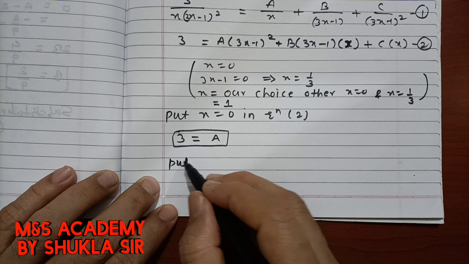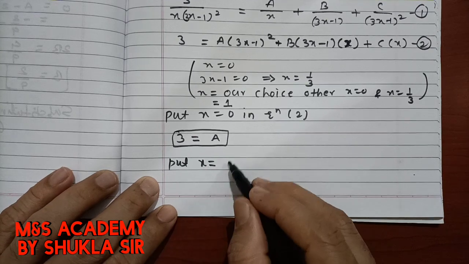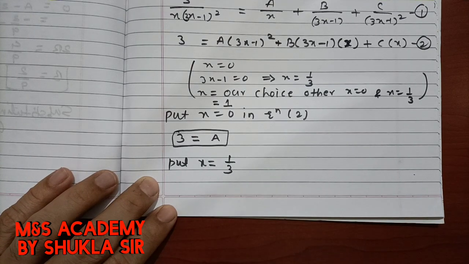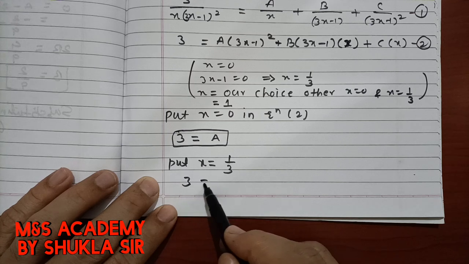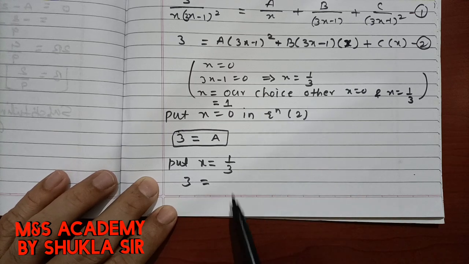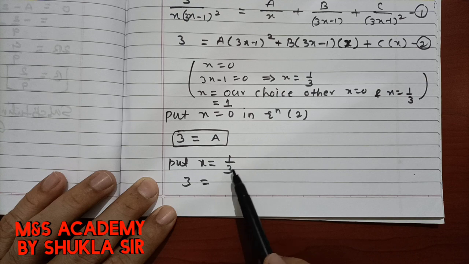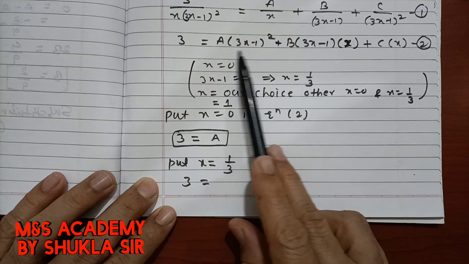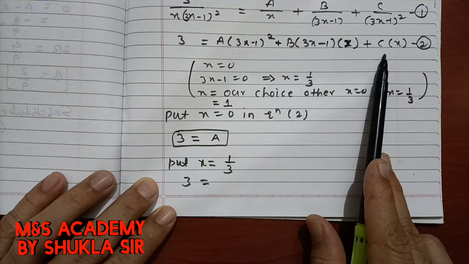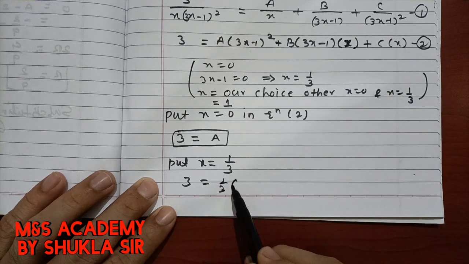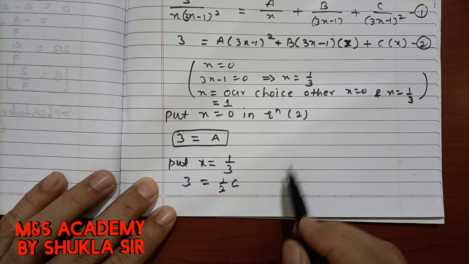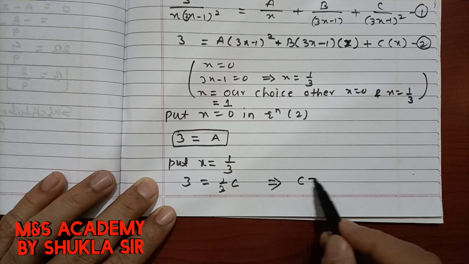Next put x is equal to the second root, that is 1 by 3, but this 3 is a constant, no change. So as soon as we substitute 1 by 3, this part is 0, this part is 0, we are just left with this one. So 3 is equal to 1 by 3 c, so c is equal to 9.